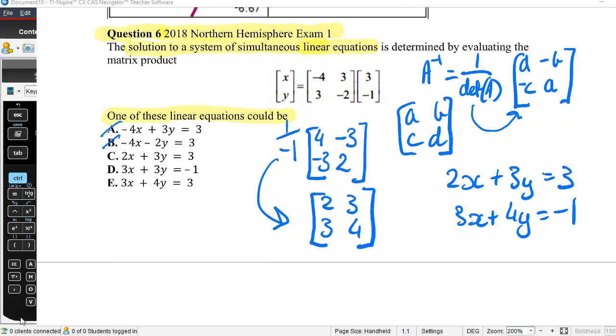And let's have a look at that. Now D, I probably could have cut off straight away because they're relating to that B and C, aren't they? They're not the same equation. So again, I was only ever looking at C or E. And 3 plus 4x equals 3. Well, that doesn't match up, does it? That should be equal to -1, so it's not E. So the answer is C.